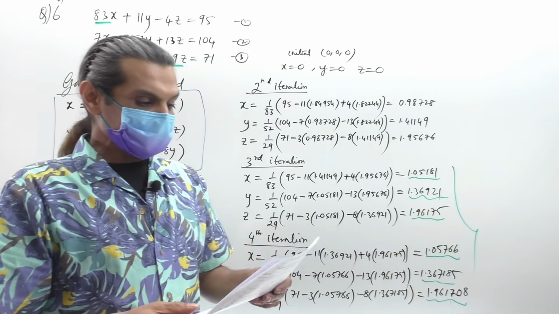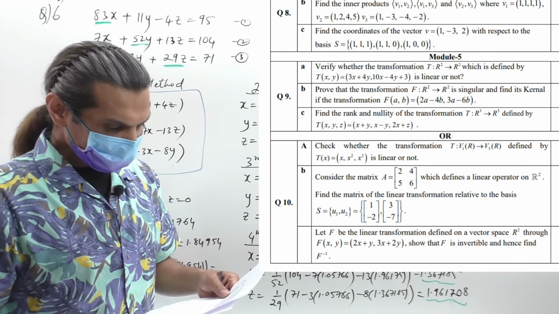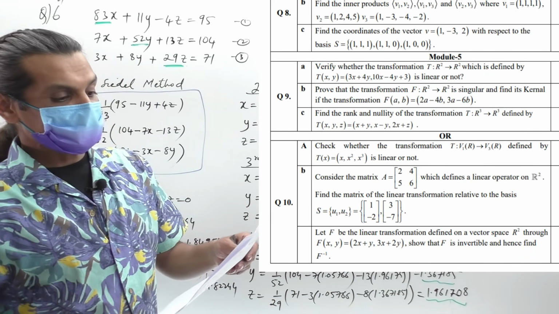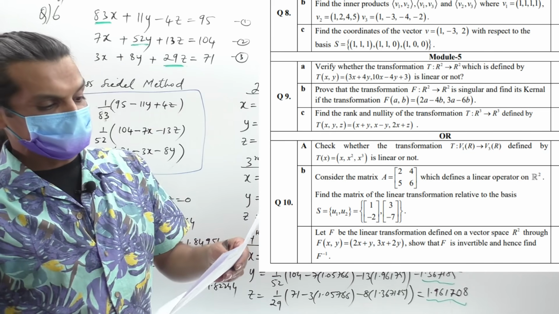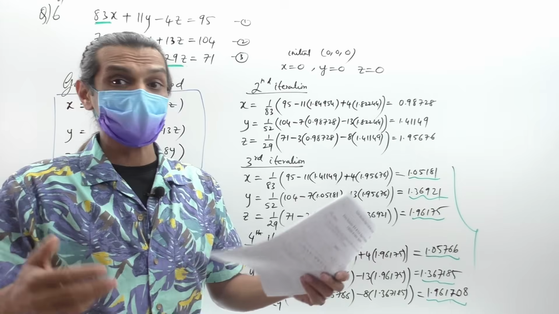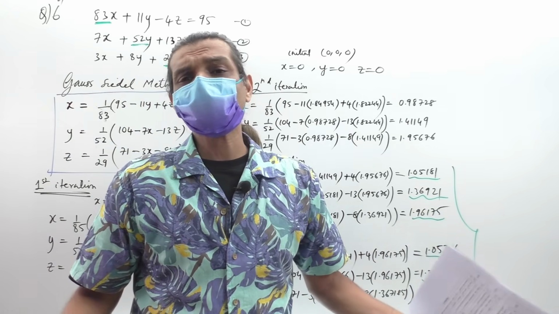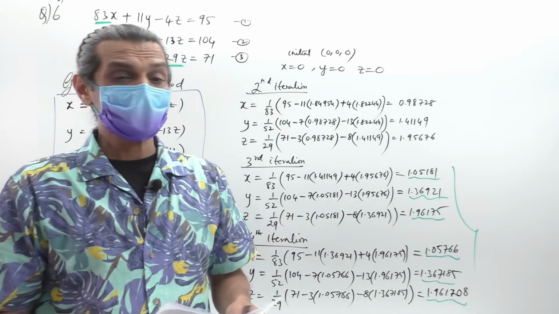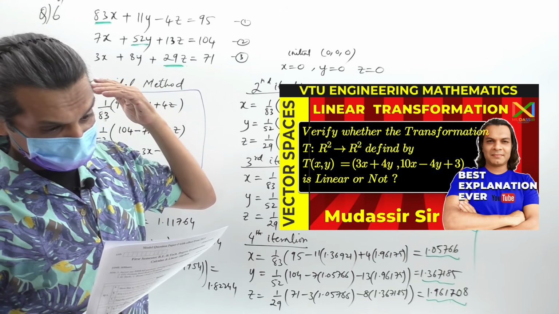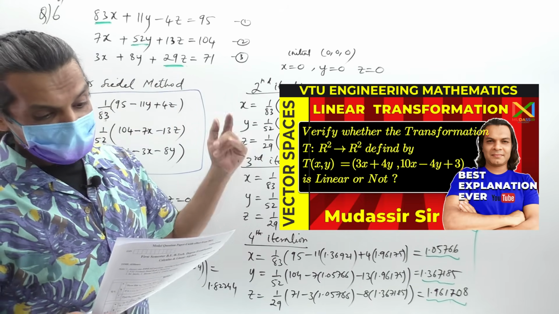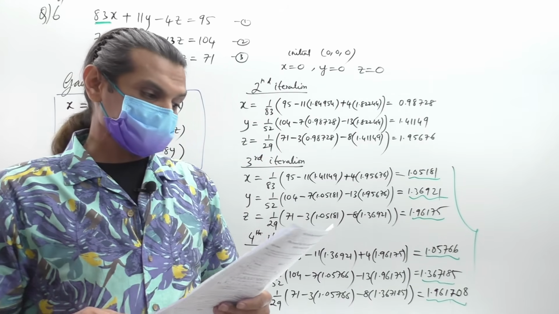Now module 5, question 9a. Verify whether the transformation defined by T(x,y) = (3x + 4y, 10x - 4y + 3) is linear or not. Very important, compulsory question. Please practice that. The solution video is already there and the link is in the description. Please refer to that. That is question number 9a.